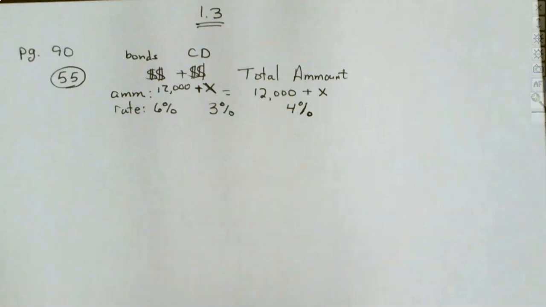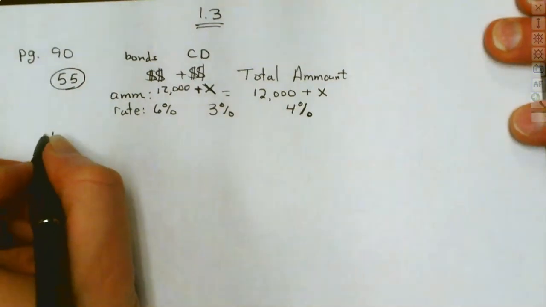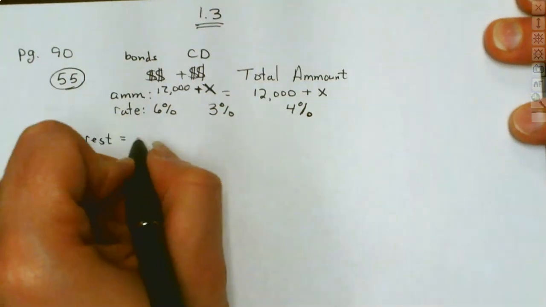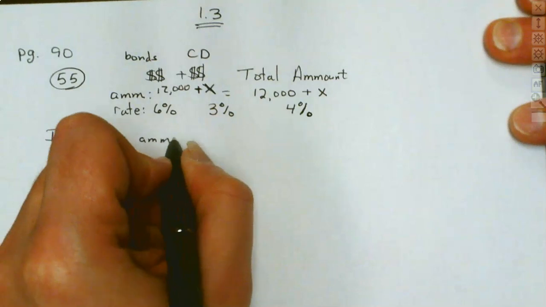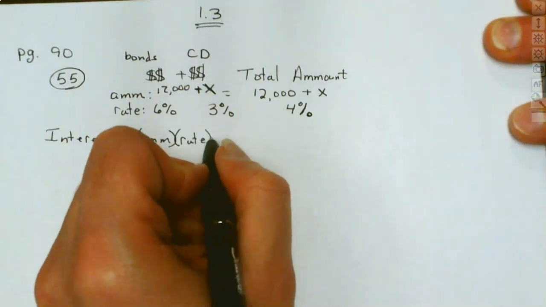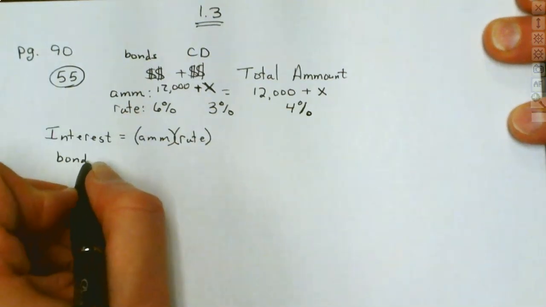Now, how we do this and how we compare them is we move on now to the interest. And the interest is the amount of money times the percentage rate as a decimal. And so we're going to start off with the bonds here.